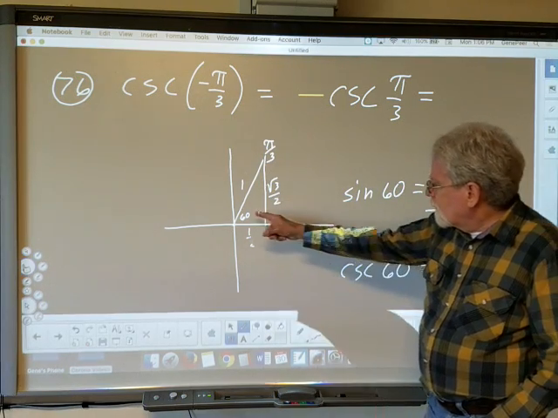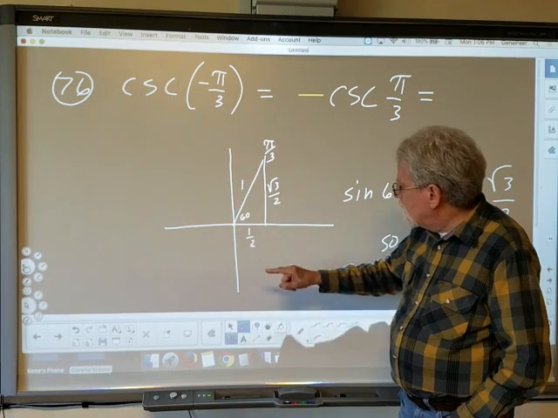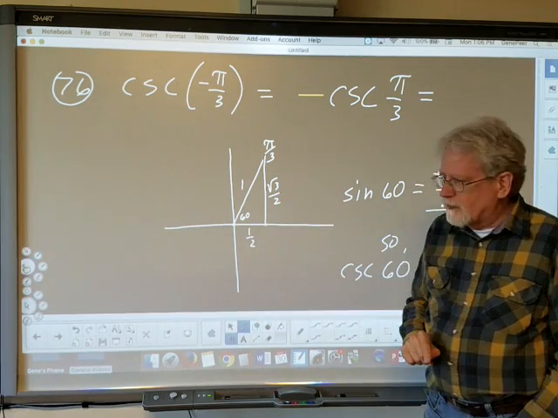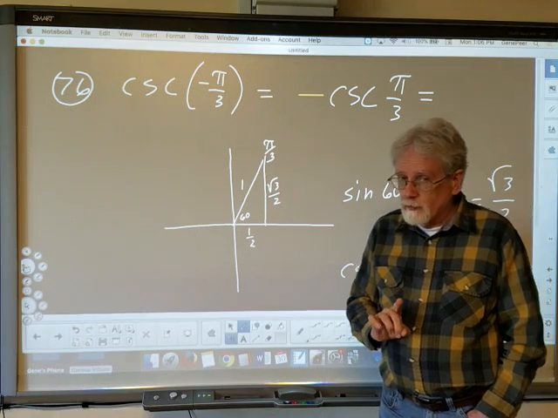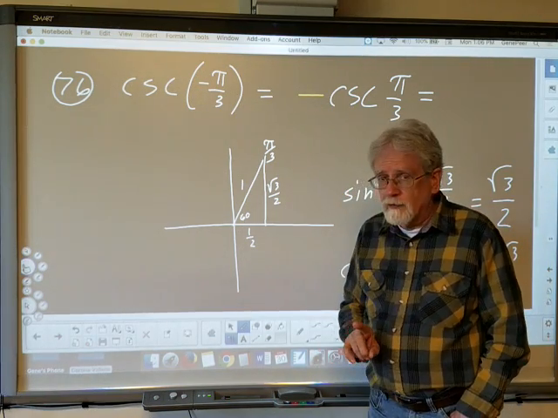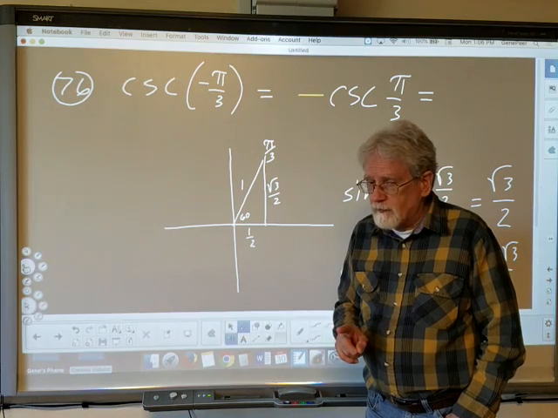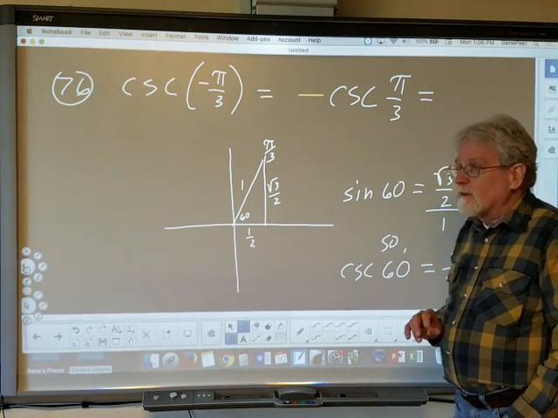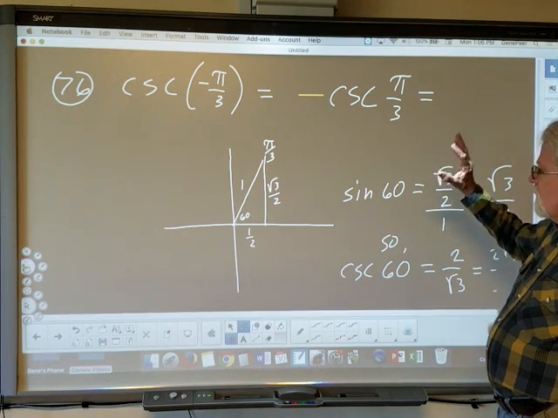All right, for a 30-60 triangle, if that's the hypotenuse, the short leg is 1/2, and the long leg is square root of 3/2. You need to know those ratios, by the way. Those are the ones you have to know. The 30-60 ratios and the 45-45 ratios you must know, so you don't have to be trying to figure them out on your own. All right, so where were we?